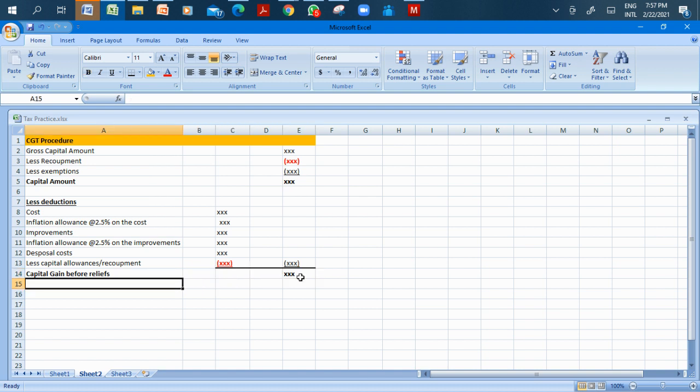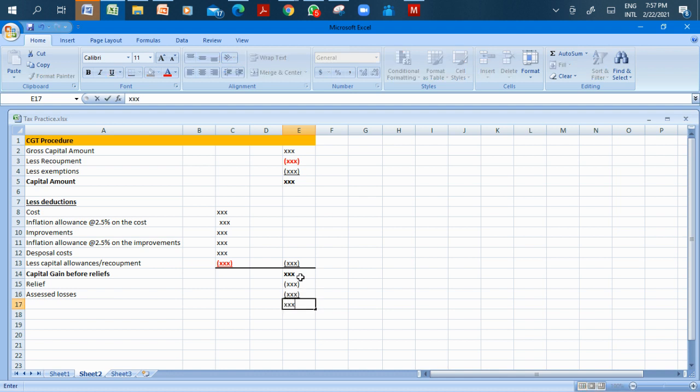But before we charge tax, sometimes let's say it was an individual who sold his private property, his PPR, and then used all the proceeds to buy another PPR. We should grant a relief to him, and we shall explain the relief later. We should deduct the relief here. I'll show you how a relief is calculated. Then if we had assessed losses from previous periods, then we also deduct them here before we apply the CGT percentage. Then the amount that we are going to find here is what we call capital gains. You don't call it capital gains after reliefs. You can call it, but we just call it capital gains.